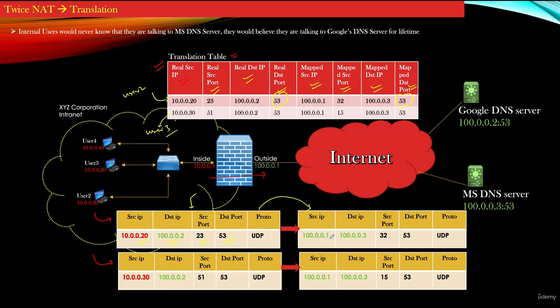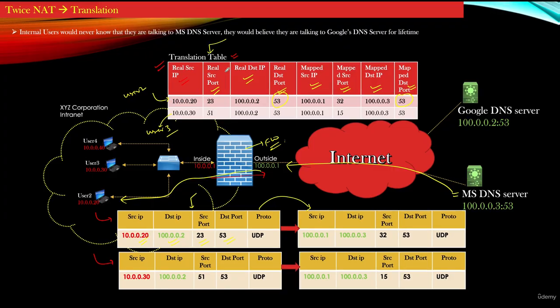Now the next question is, when this MS DNS server responds back, how does this firewall know how the content of the packet should be replaced so that this reply can be forwarded to the correct user for which it was intended? How would the firewall know that this reply is for user 2 and not for user 3? That is what untranslation would take care of. And untranslation happens using this translation table.